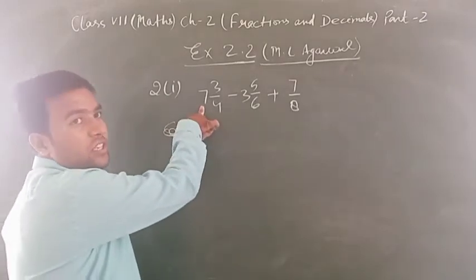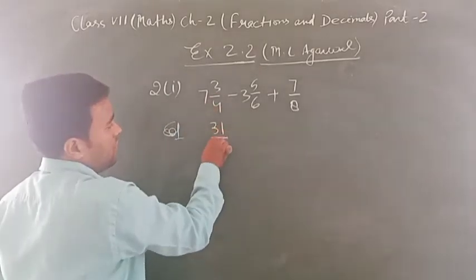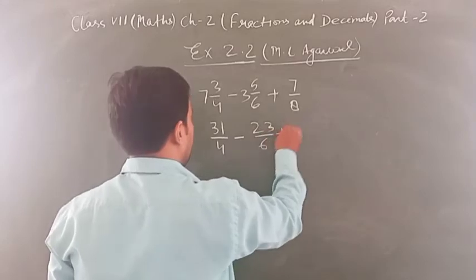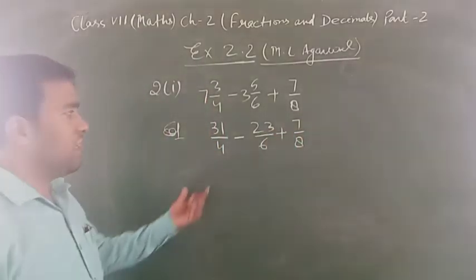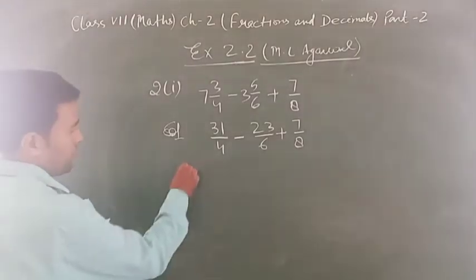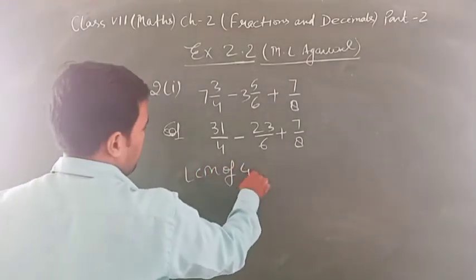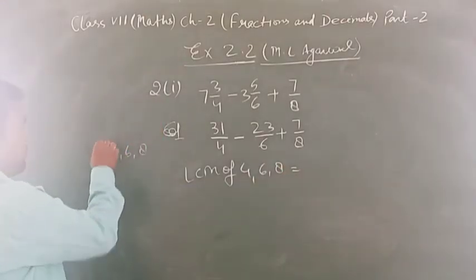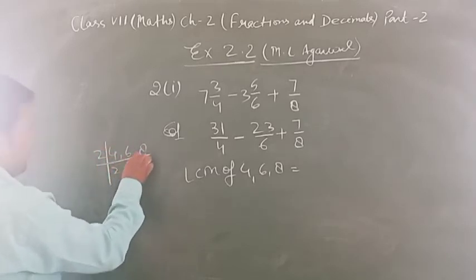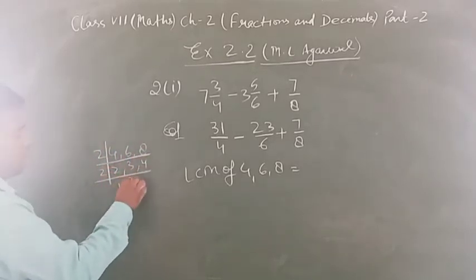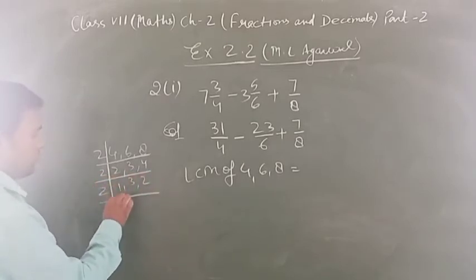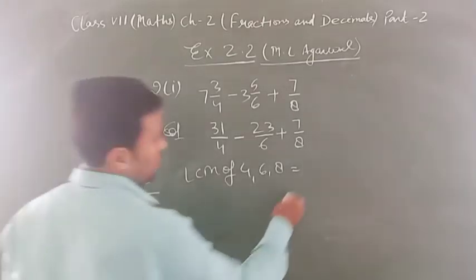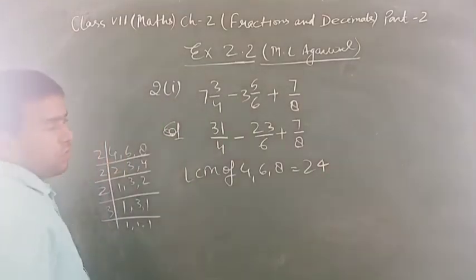4 7 is 28, 28 plus 3 is 31 by 4. 6 3 is 18 plus 5 is 23 by 6, plus 7 by 8. After that, take LCM of denominator. LCM of 4, 6 and 8. 2 2 is 4, 2 4 is 8, 3 is 24. 24 is the LCM.